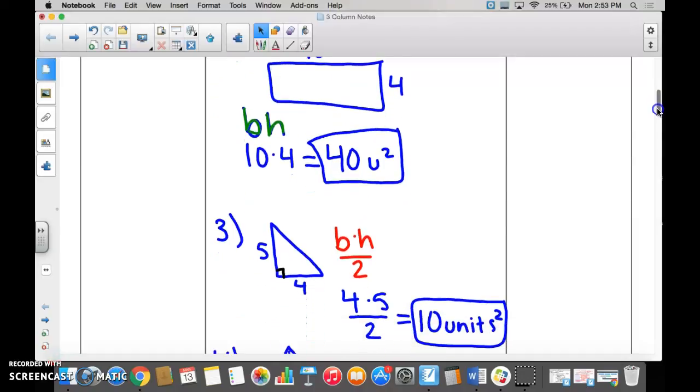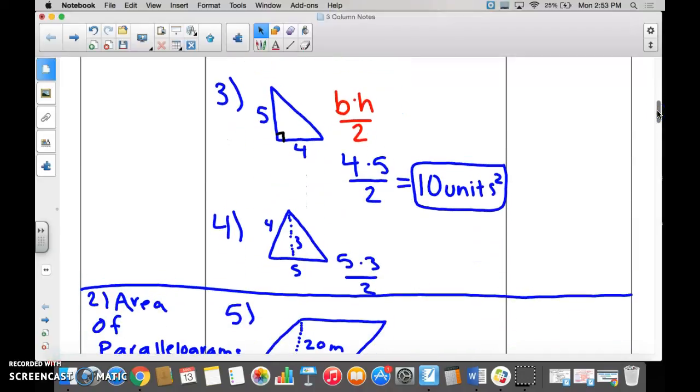Base and our height. Over here, we're finding the area of a triangle. And what is the formula for the area of a triangle, Peta? Base times height divided by 2. Peta, what does this dotted line represent? The height.